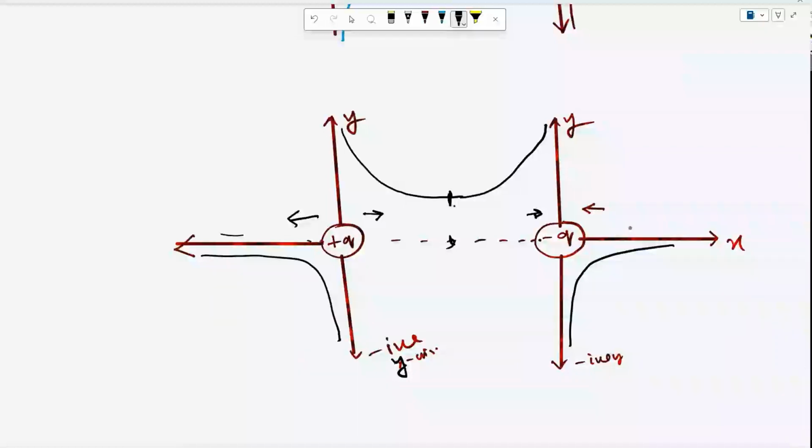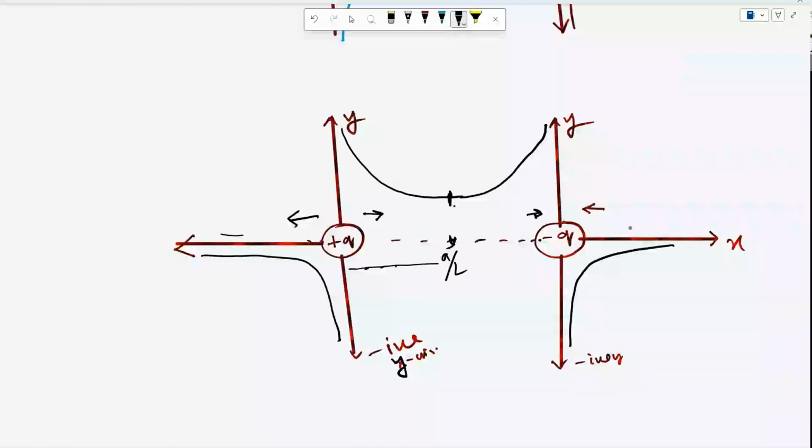So this is the graph of one positive and one negative charge. Now, the question is, what will be the maximum value at the point a by 2? If we have taken that, what is the maximum value from this distance, at a by 2? This is the question.